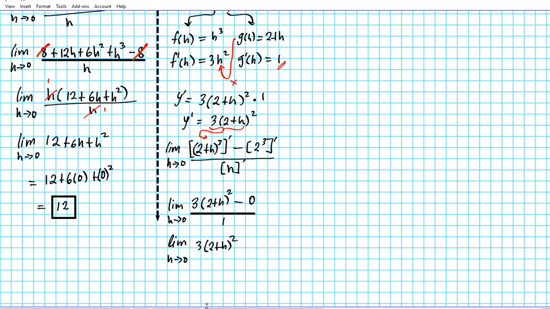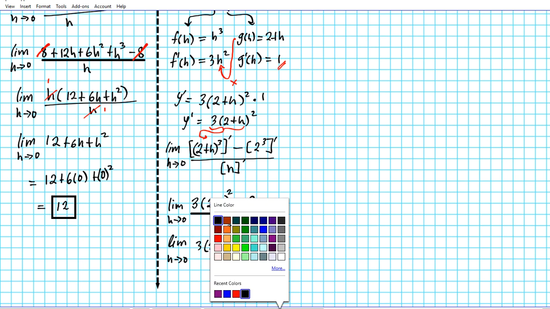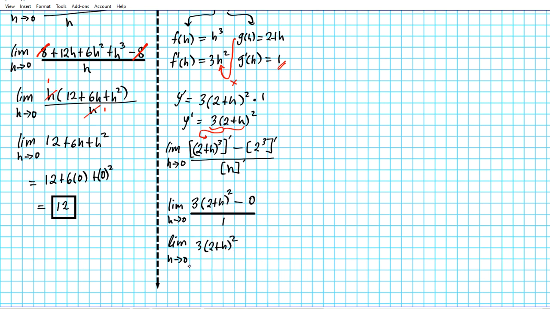So now we can evaluate the limit again by substituting. Remember, L'Hopital's rule just says you can differentiate and then evaluate the limit again when you have indeterminate forms. So we're just going to plug in 0 for h, and that will give us 3 times (2 plus 0) squared, which is equal to 3 times 2 squared, and 3 times 2 squared is 12. Alright, so this is L'Hopital's rule. It's pretty much the most powerful rule here when finding limits of indeterminate forms.